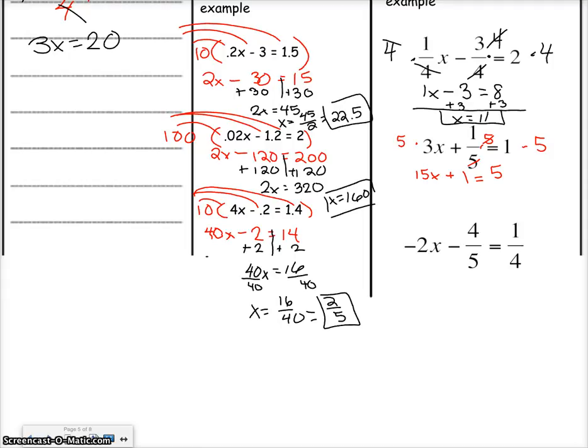And then I get rid of the 1. And I'm left with 15x equals 4. X is 4 divided by 15. Remember, you'd have to divide through. And it's okay that it is a fraction, because I feel confident with my algebra.